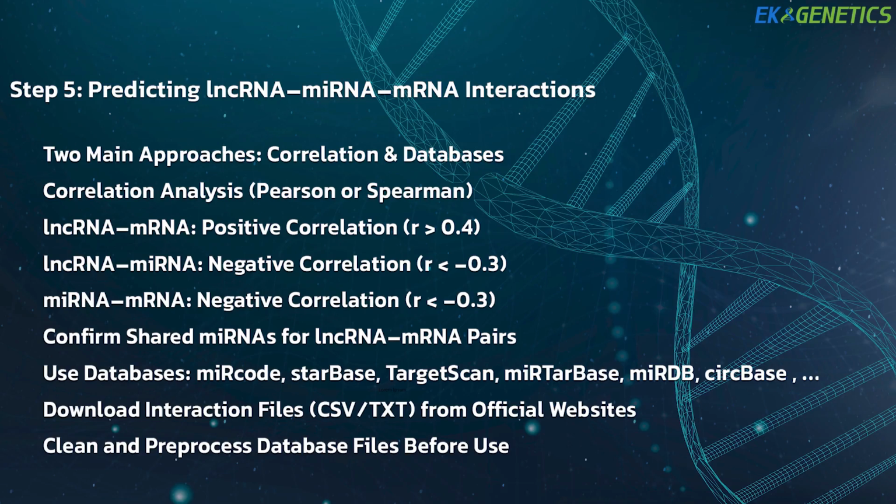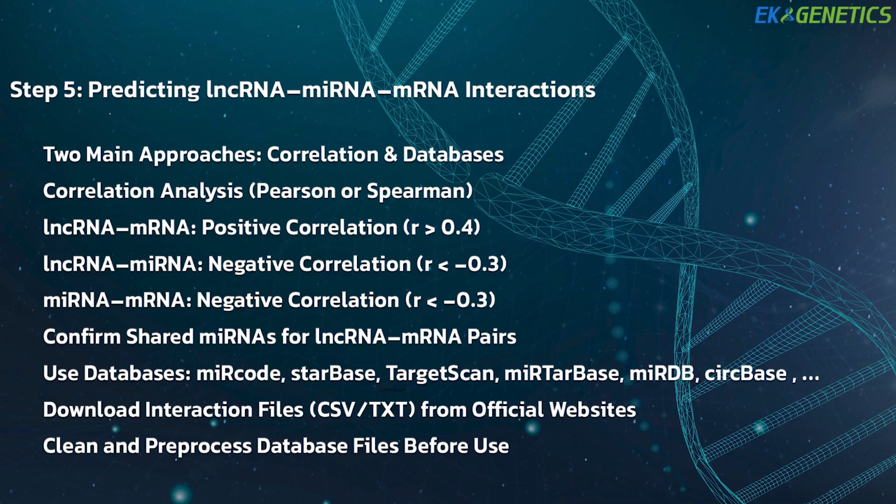Database-based prediction. The second approach is to use well-established databases that provide either experimentally validated or computationally predicted interactions. For lncRNA-miRNA interactions, you can use miRcode-predicted pairs or starBase CLIP-seq-supported interactions. For miRNA-mRNA interactions, options include TargetScan, seed sequence prediction, miRTarBase, experimentally validated targets, or DIANA machine learning predicted interactions, and starBase validated and predicted interactions. For circRNA-mRNA interactions, if needed, circBase and starBase are commonly used.